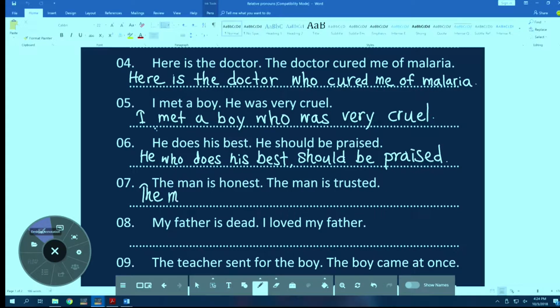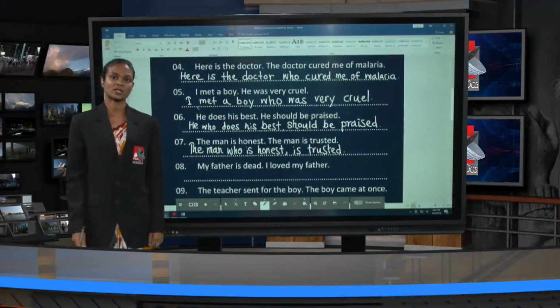The man, what is the answer? What is the relative pronoun? Yeah, it should be put here. The man who is honest. The man who is honest is trusted. Is trusted. අවංක මනුස්සයා විශ්වාසවන්තයි. The man who is honest is trusted.